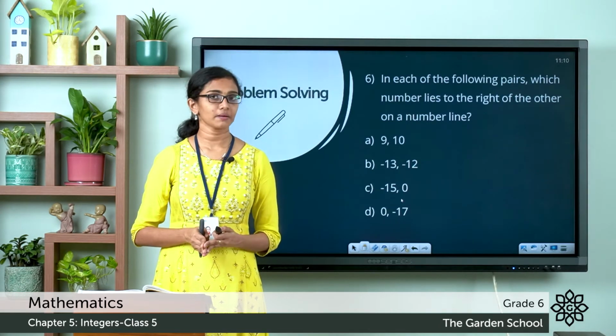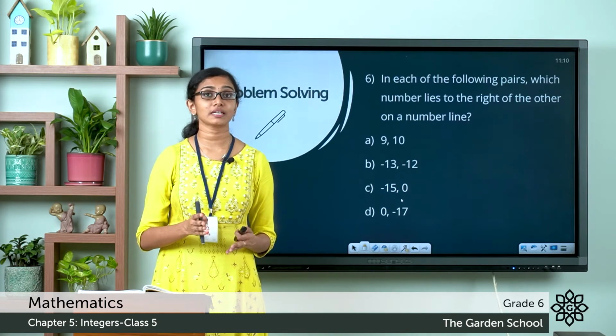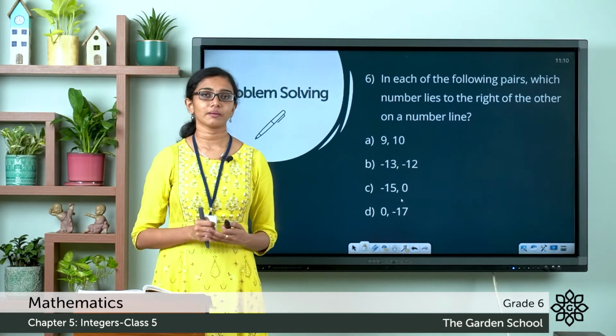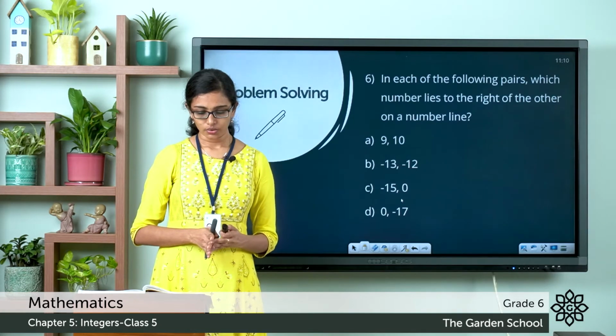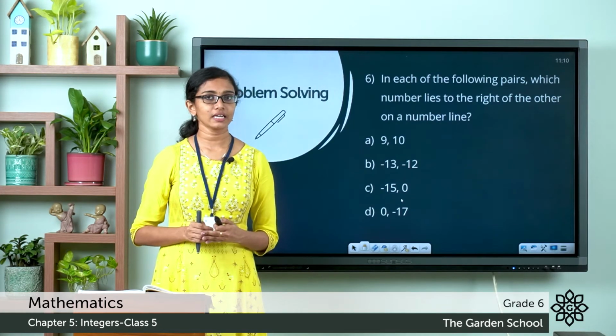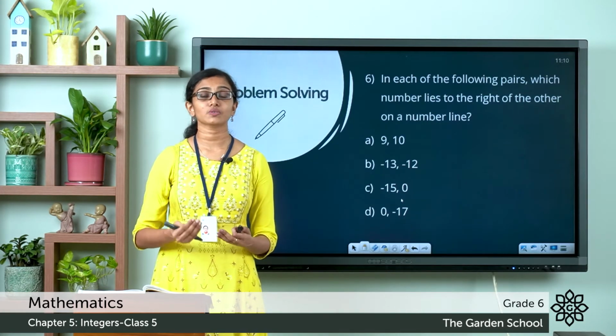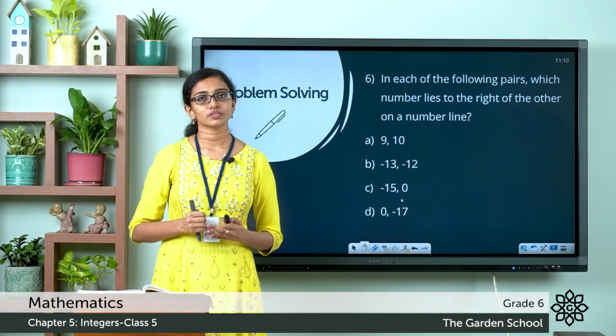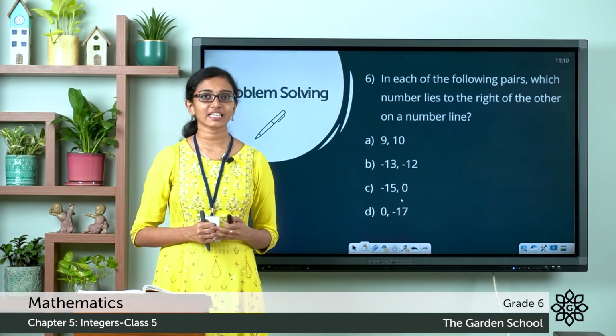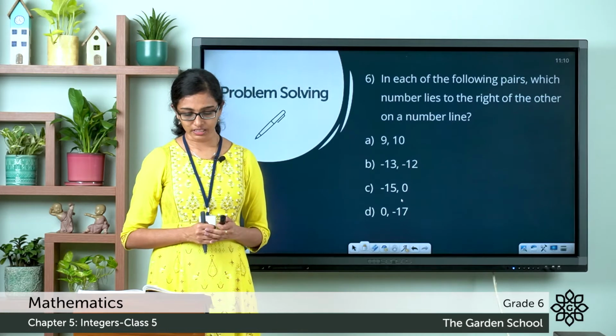So which is the larger number here? It is 10. So which is the number lying to the right? It is the number 10. So similarly, go through the rest of the pairs given here and note down which number lies to the right if they are represented on a number line. So is that clear? Let's move on to the next question.